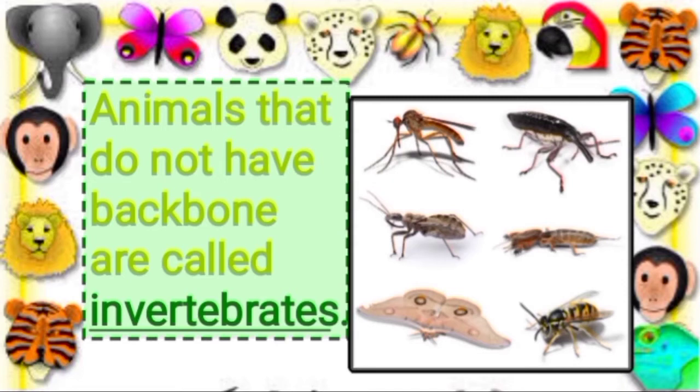An insect has 6 legs and its body is divided into 3 parts: head, thorax and abdomen. And most insects have a hard outer covering made up of a material called chitin. A few insects such as mosquitoes and butterflies can fly.